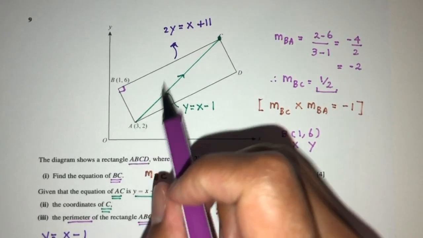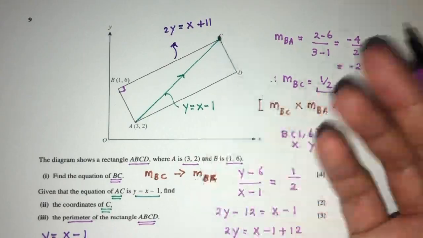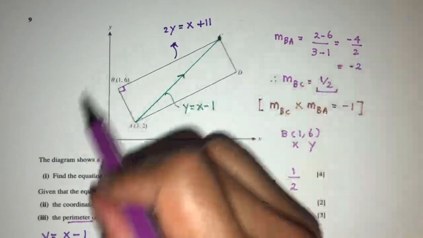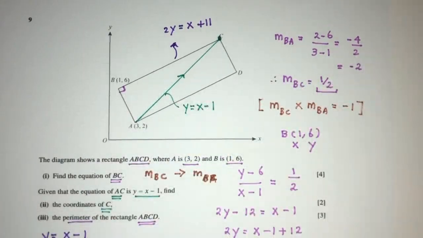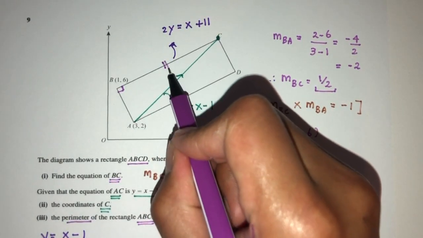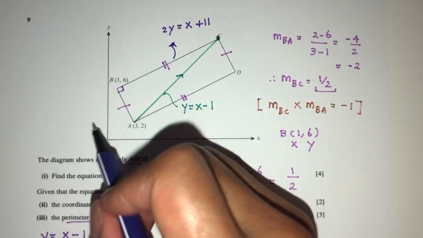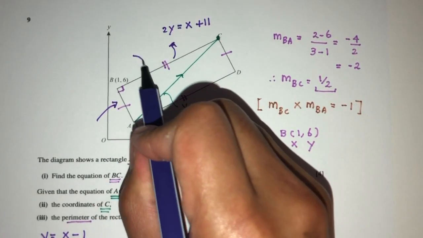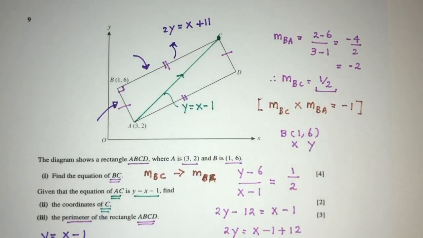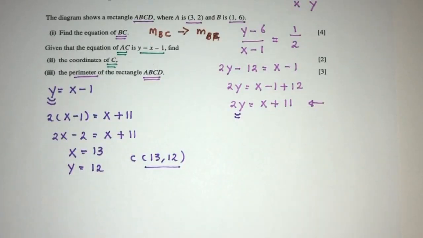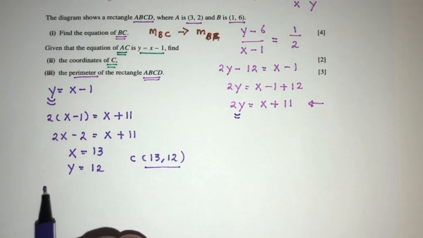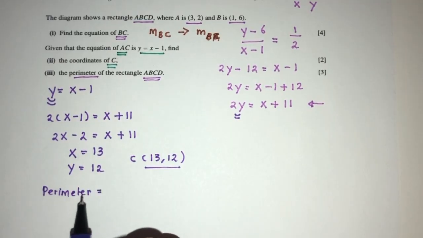ABCD. So perimeter is the distance around this rectangle. We also understand that this side is the same as this, and this is the same as this. So we can just find this and multiply by 2 to get the whole thing. So let's first find the length of AB. The perimeter is simply the distance around the object.